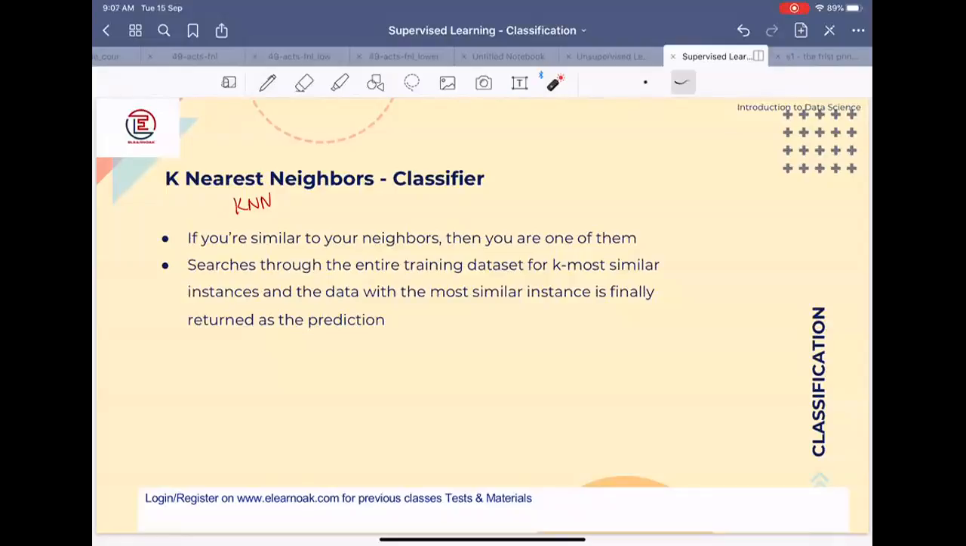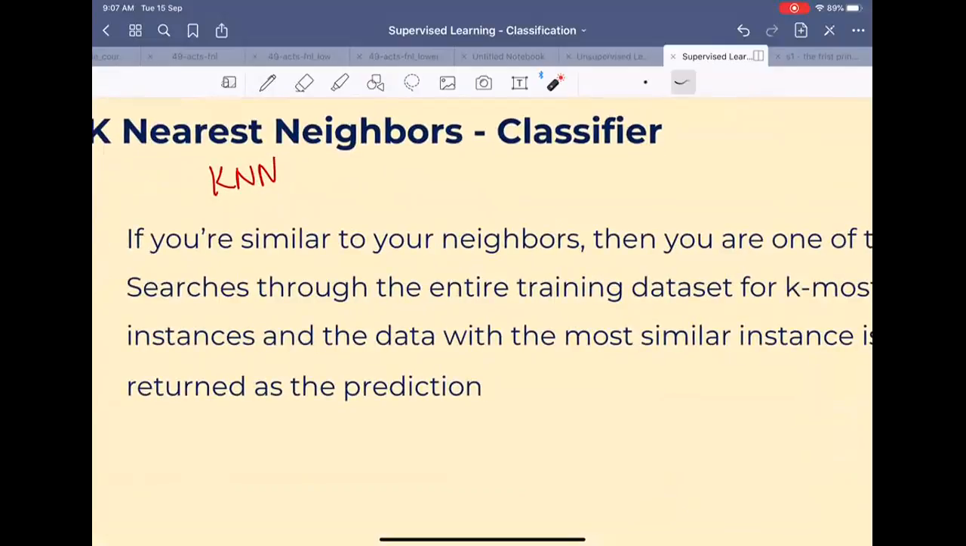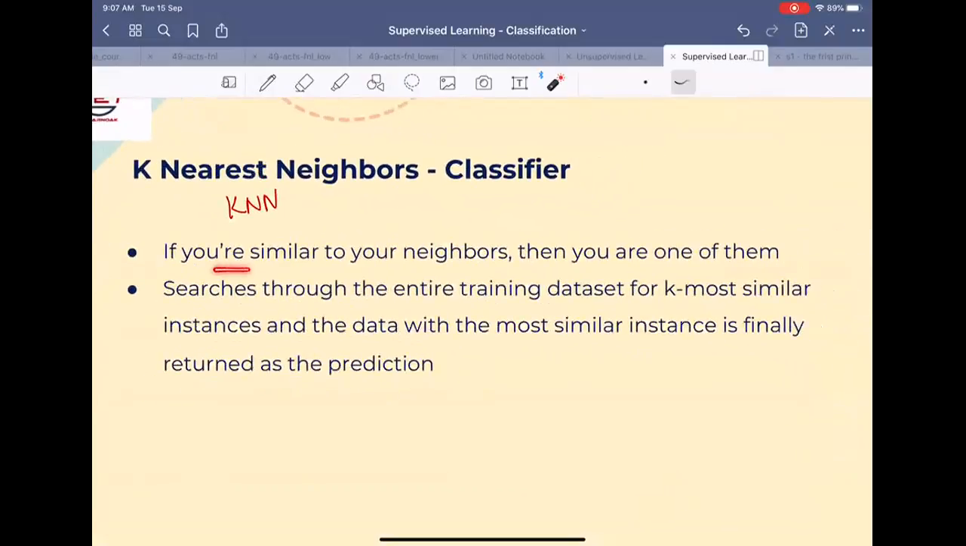K nearest neighbors is one of the simplest classifiers to have. In short, it is called KNN. The K stands for the number of neighbors that we'll go for, and nearest neighbors is the name of the algorithm. The main idea in k-nearest neighbors is this: if you are similar to your neighbors, then you are one of them.